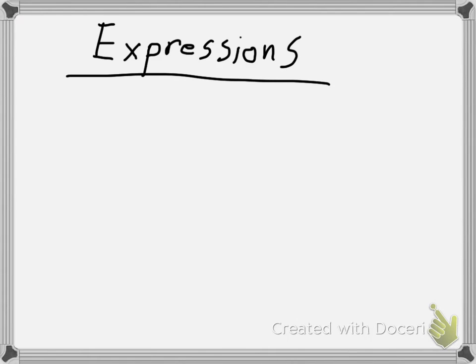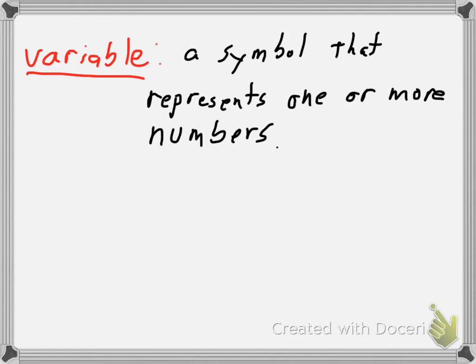Okay, for this video we're going to be looking at expressions. First word is a word we should have already seen before, and that's variable. Variable, again, just as a refresher, is a symbol that represents one or more numbers.